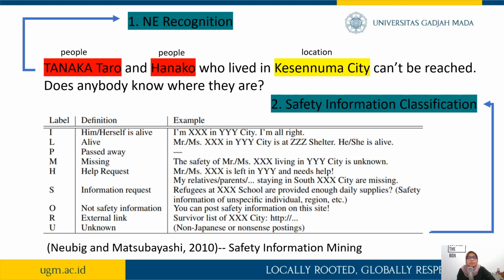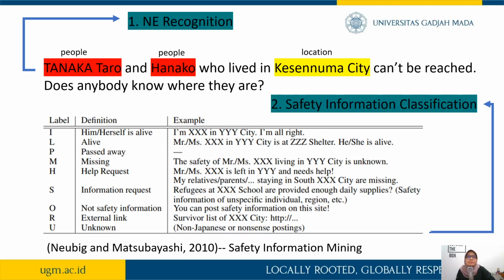Safety information classification is basically classifying the tweets into 9 different labels, each with its own definition. And then from that, they also extract or recognize the named entities, including people and locations, so that they know what happened with the people in which location. For example, in this example, it can be classified as missing, and the people involved are Tanaka Taro and Hanako, and the location is Kesennuma city.